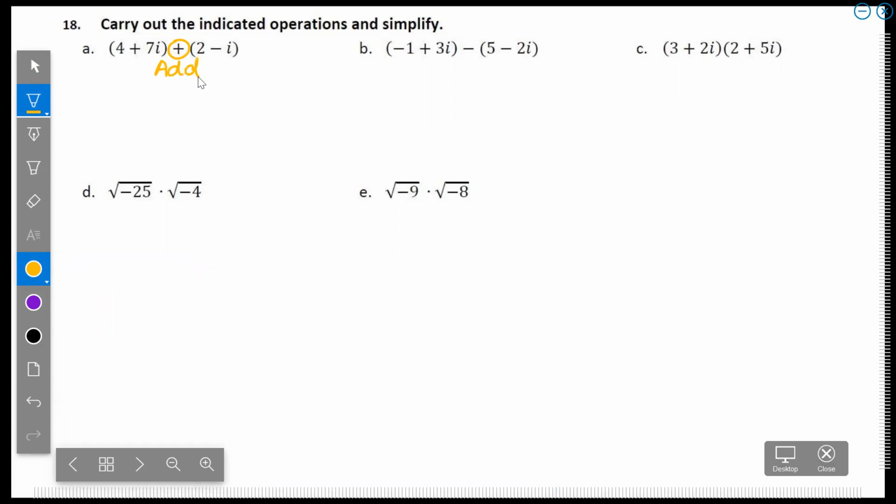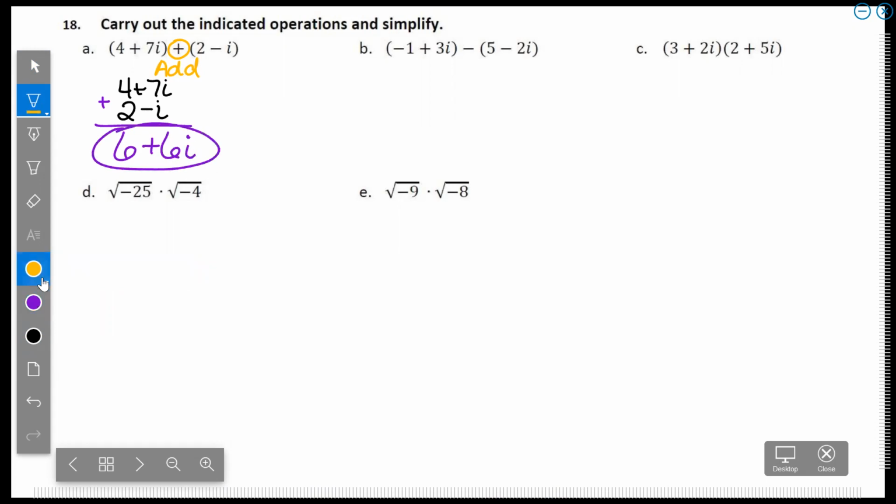So when I'm being asked to add two complex numbers, I'm going to line up the like terms. So I'm going to recopy 4 plus 7i, underneath that, 2 minus i. And then I just add them together. I combine the like pieces. So I add the 4 plus 2 part, and I get what? 6. And then 7i plus negative 1i. 6i.